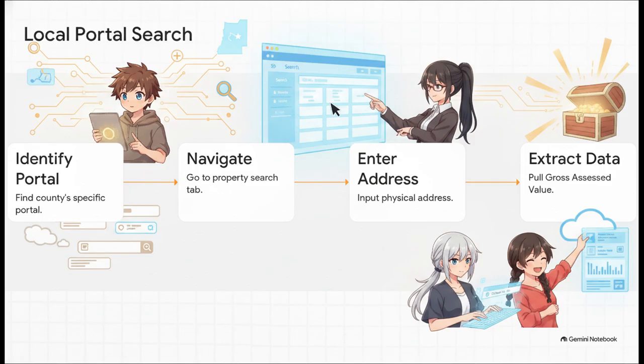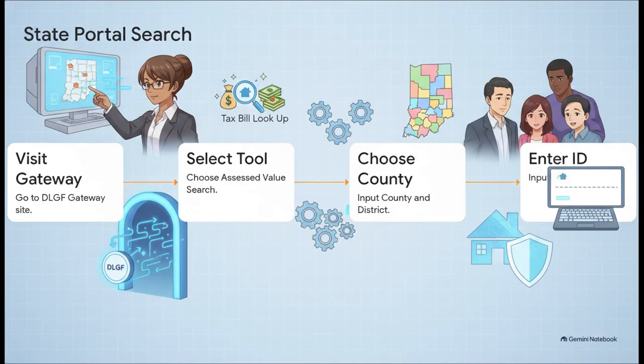It's incredibly user-friendly. Alternatively, if you want to use the centralized data system, here is your playbook. Step 1. Head directly over to the DLGF Gateway at gateway.ifionline.org. Step 2.